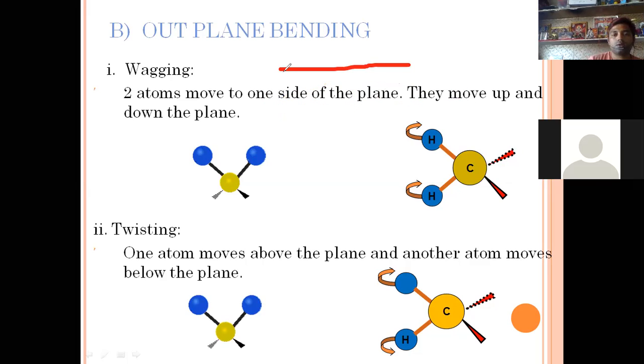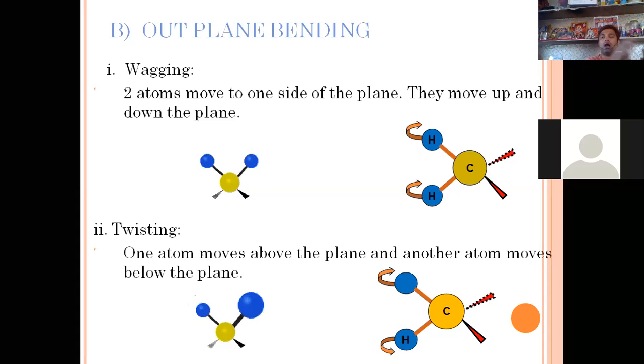Suppose this is a plane. Atoms move up or down out of this plane. Two atoms move to one side of the plane. First both the atoms move down and then up and down. Two atoms move to one side of the plane, moving up and down the plane. This is wagging.